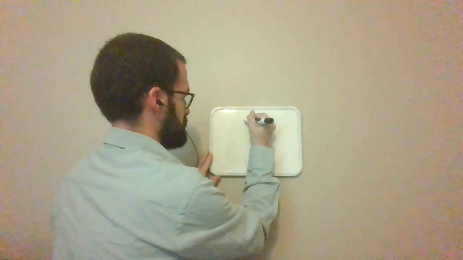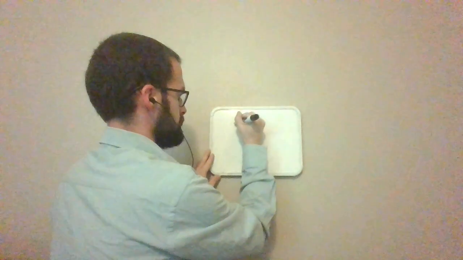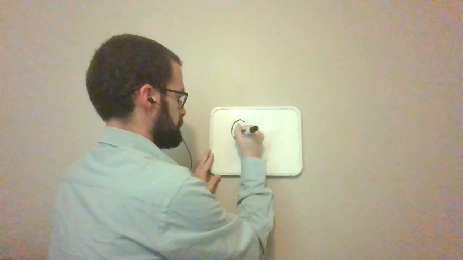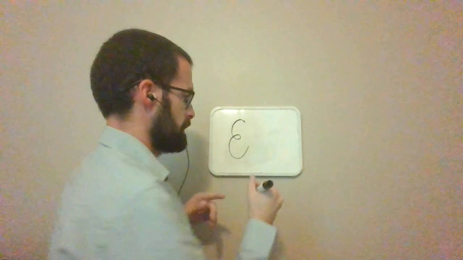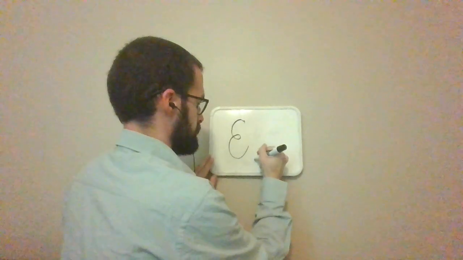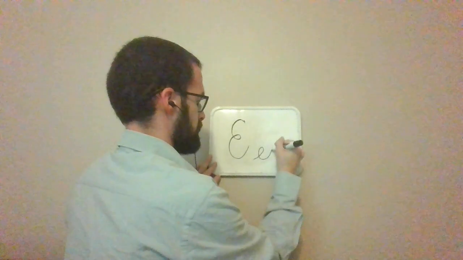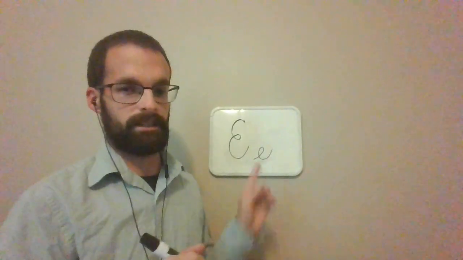Now I'm going to go ahead and show you the letter E. We'll start at the top, up and over, make like a little circle right there, and that's how you get the letter E. Now for the lowercase e, start at the bottom, make like a little circle, and that is the lowercase e.